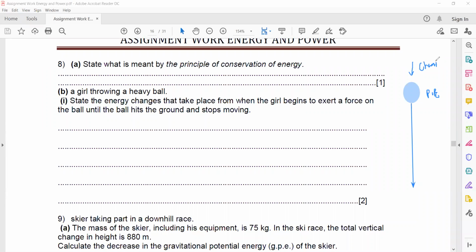So initially the ball is having chemical, and because the ball is at a certain height, it is having potential energy. The girl is pushing, so she provides extra energy to the ball. So chemical to potential, or chemical potential to kinetic. And sound you can mention as well. So chemical energy to kinetic to potential, or kinetic to potential to kinetic. Any one you can mention. Heat energy as well you can mention.